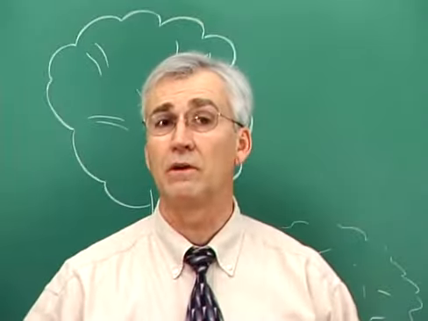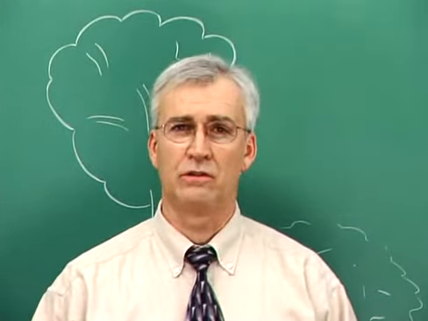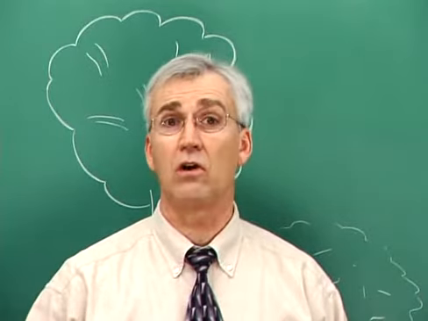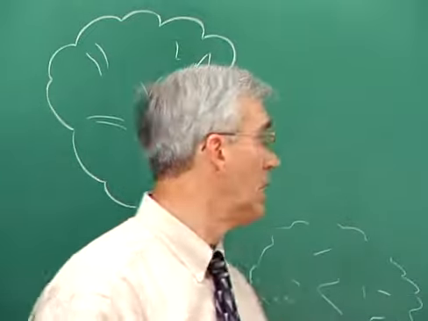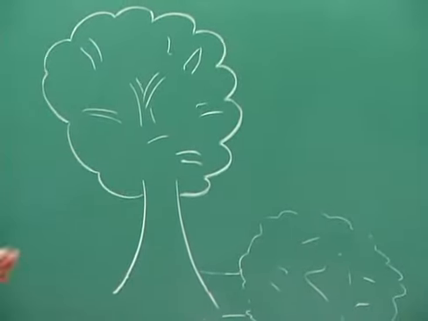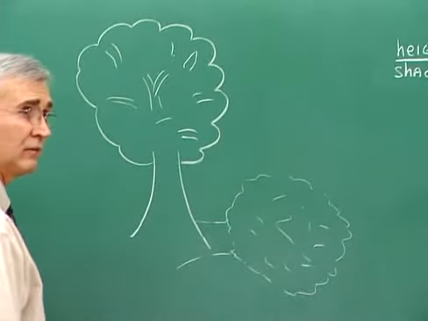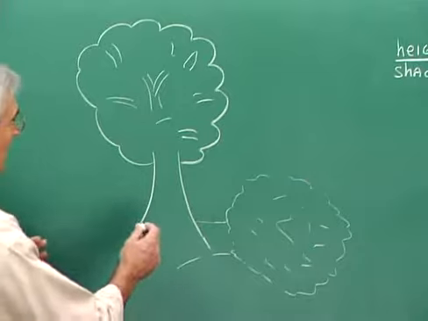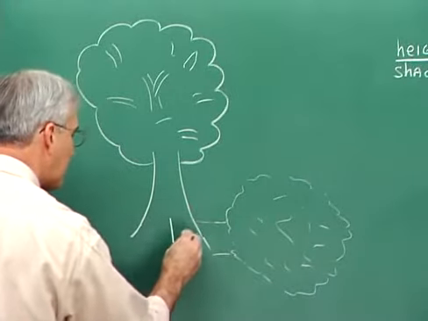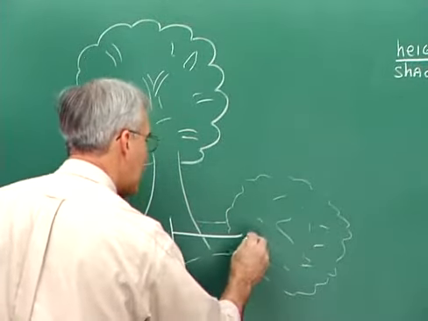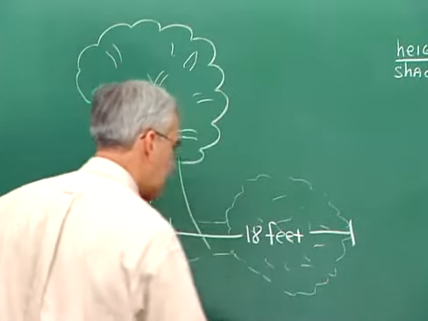Here's a classic problem involving similar triangles. It involves the idea that we can measure the height of some very tall objects without actually going to the top of those objects. For example, if we have a big tree here, we can measure the height of the tree without climbing the tree, if the sun is shining and we can measure the shadow. And here's how it works. Suppose we measure the shadow of the tree, from the center of the tree out here to the end of the shadow, to be, let's say, 18 feet. That distance is 18 feet.